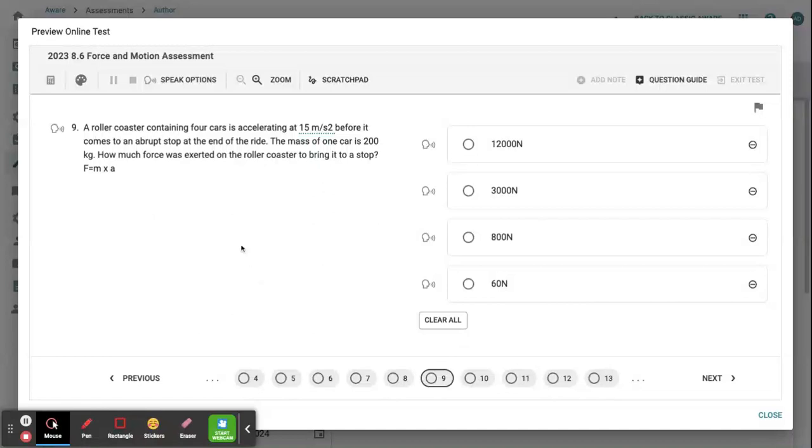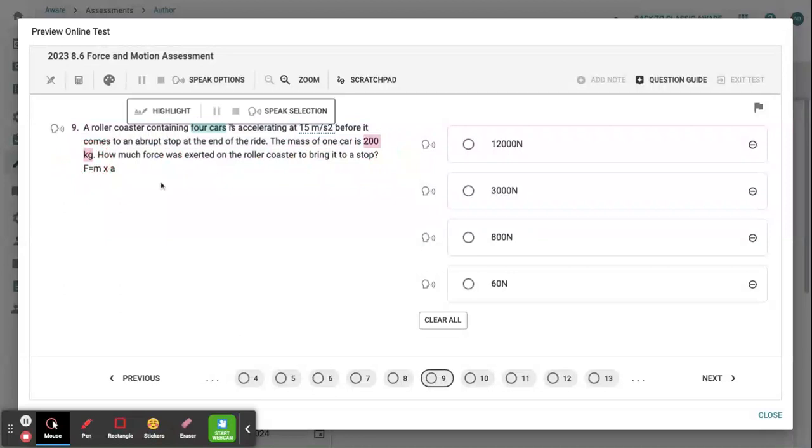A roller coaster containing 4 cars. That's super important. You need to make sure that you are reading all the way through. Is accelerating at 15 meters per second. So there's my acceleration. Before it comes to an abrupt stop at the end, the mass of one car is 200 kilograms.